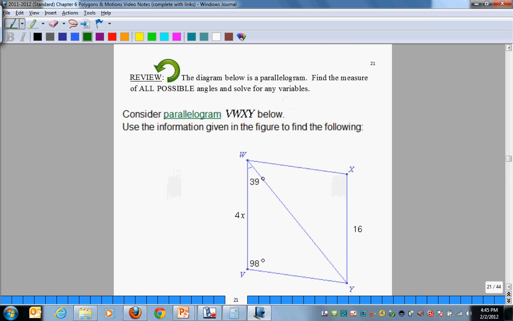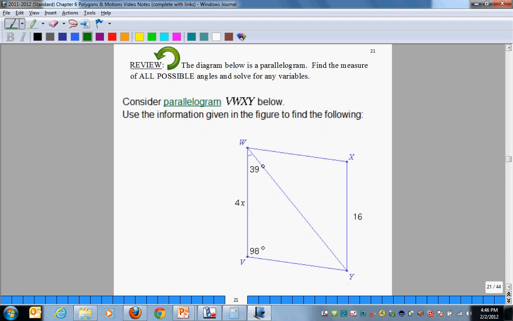Let's recap what we've talked about so far. We've talked about parallelograms, and below is a parallelogram. You want to find all possible angles and solve for any variables. The minute you see the word parallelogram, you should remember the acronym OCD. And in this acronym, you should realize these items.